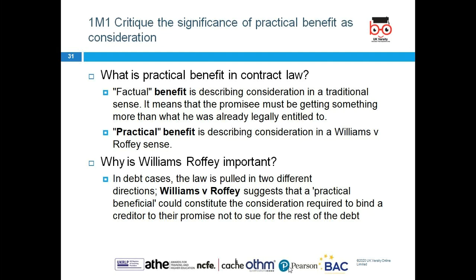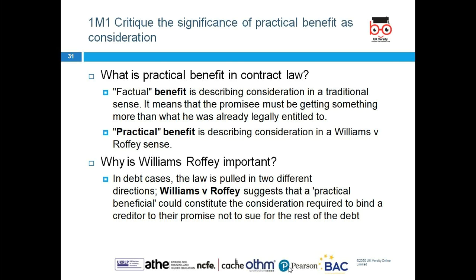Okay. Next, we're looking at M1. Yes, we can look towards merit. What is the practical benefit of the contract law? If you want to work towards factual benefit, describing consideration in the traditional sense, the promise must be getting more than what was already agreed.